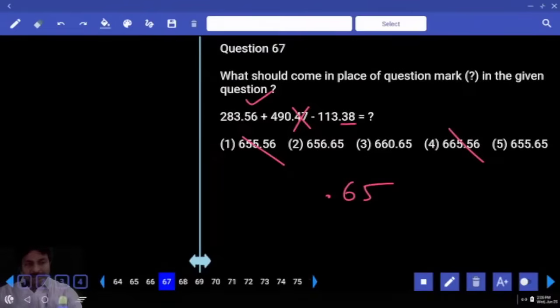No. Last two digits: 13 subtracted from 83. 70 plus 90, 60. The answer should end with 60.65. Third option.